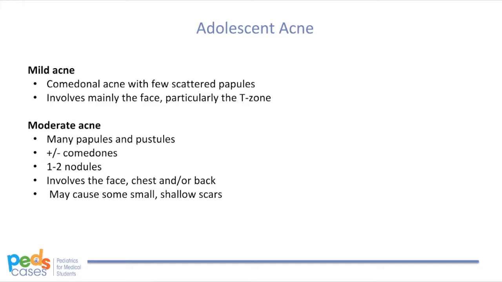Moderate acne consists largely of papules and pustules. There may be a few comedones present, and there may be a few nodules. It usually involves the face, chest, and/or back. Moderate acne may also cause some small, shallow scars.